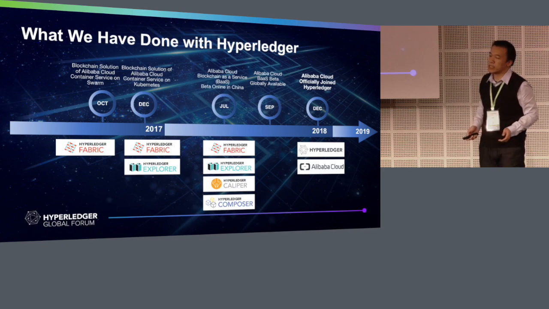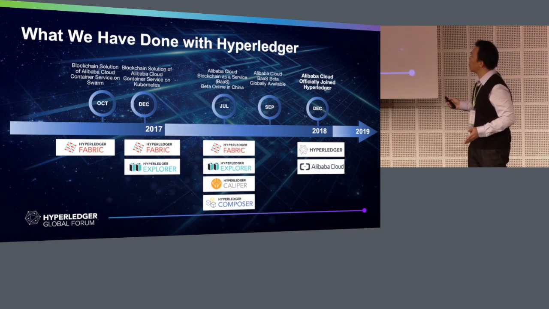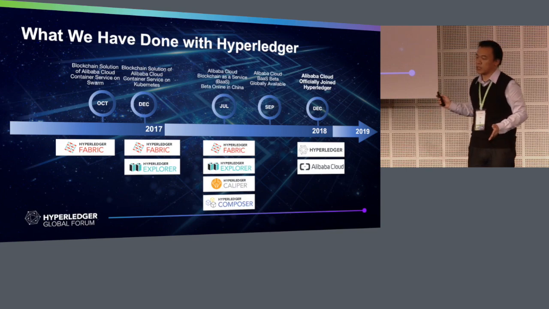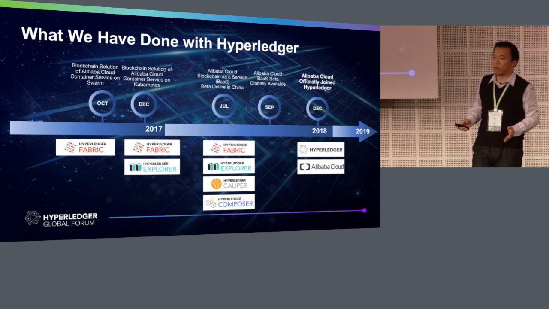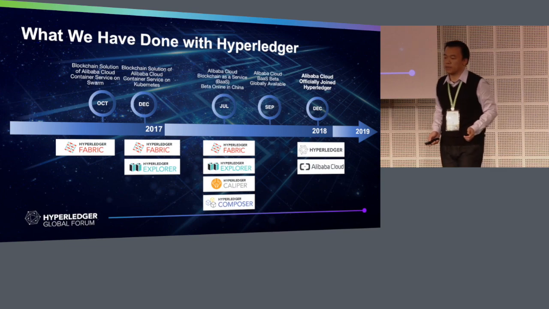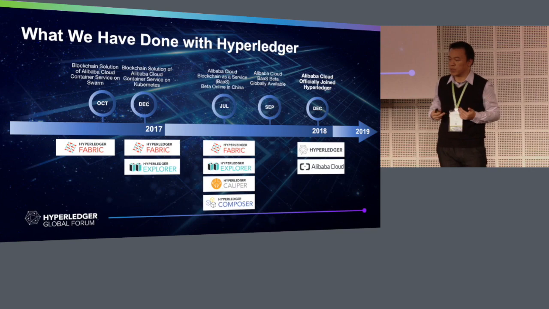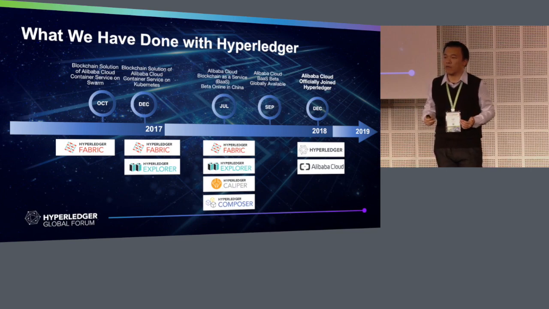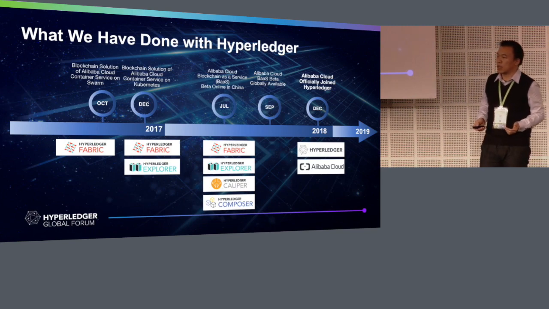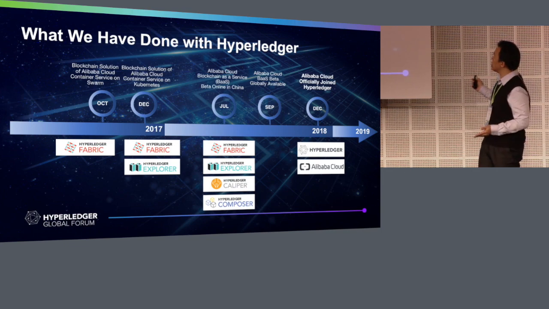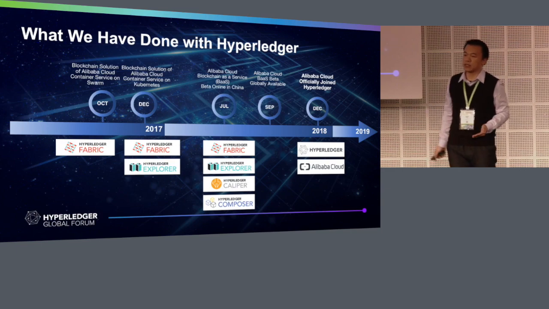Then in September this year, together with Brian Behlendorf in Hangzhou, we made Alibaba Cloud Blockchain as a Service globally available for the whole international market. And today, just announced this morning, we are very honored to officially become a member of Hyperledger. By close collaboration with Hyperledger, we expect more achievements in 2019 and ahead.